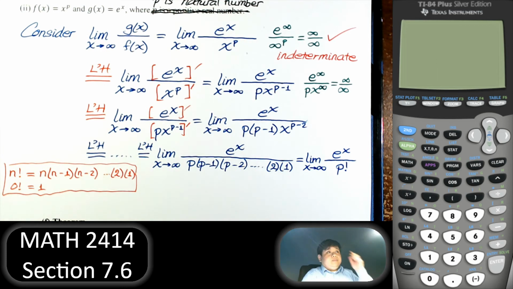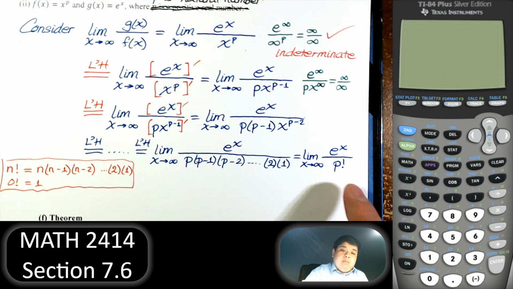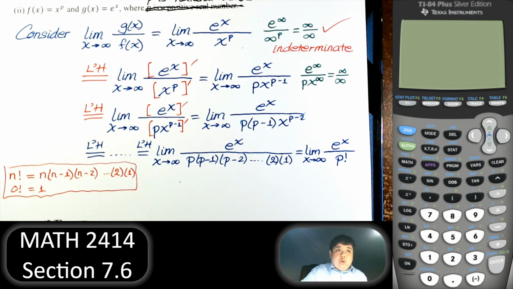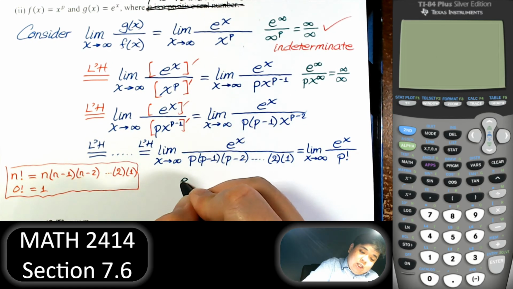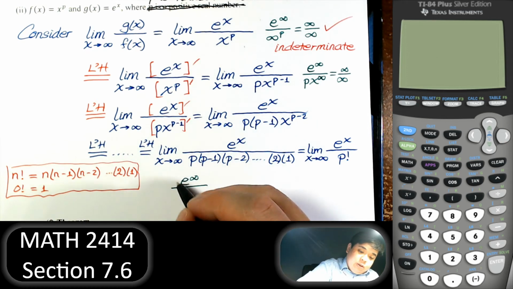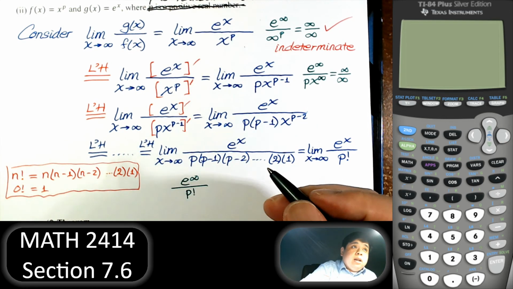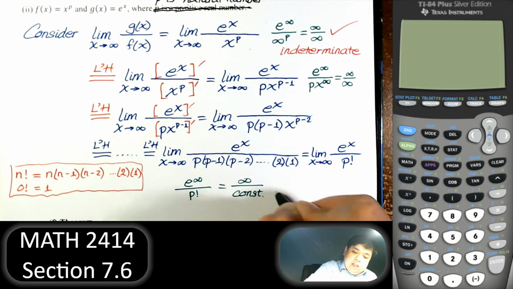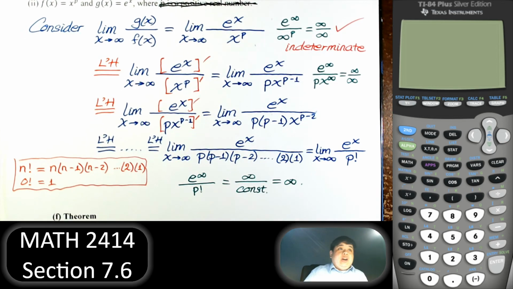Right. Now, the nice thing about this is p factorial is going to be a constant, right? There's no more x at the bottom. So we have e to the x on the top and p factorial on the bottom. If we put in infinity, we have e to infinity over p factorial, so we have infinity over a constant, which is infinity. Now if the quotient is equal to infinity, then what is our conclusion?